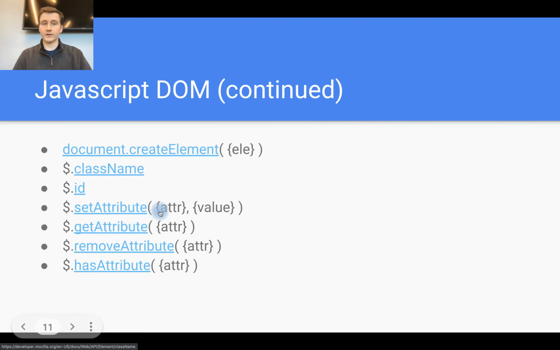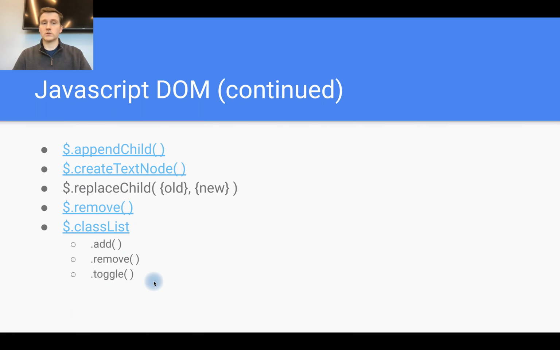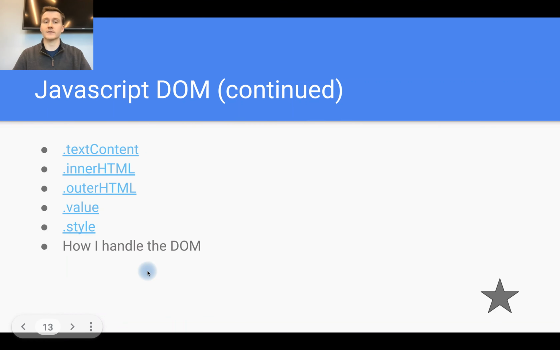And we've covered the create element method, we've covered the class name, we've covered getting an ID, setting an attribute, getting an attribute, removing an attribute, and the has attribute, which returns a Boolean value. We've gone over how to add a child to a node. We've gone over how to create a node. We've gone over how to remove that node from the DOM, and we've gone over how to leverage the class list. We can toggle a class, we can remove a class, we can add a class.